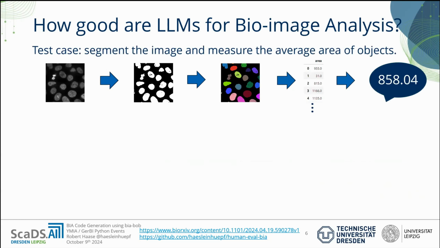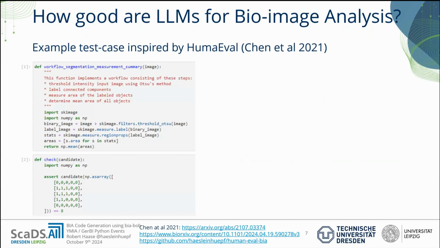So imagine we have a test example case, this particular use case. I have an image on the left. I would like to binarize it. I would like to segment the individual objects. Connected component labeling is the technical term. Then I want to measure the area of all these objects, and I want to determine the average area of these objects, in this case nuclei, in my image. In Python expressed, this code could look like this.